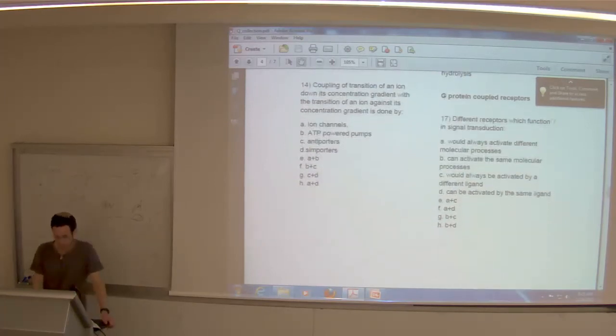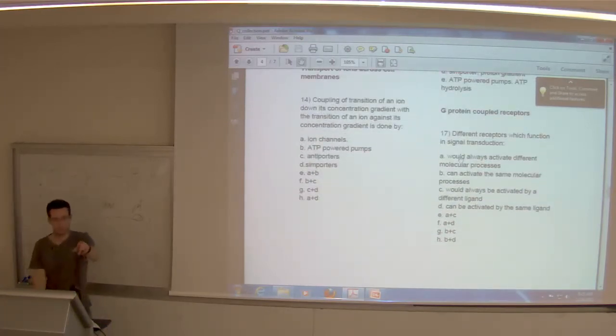Okay, G protein coupled receptors. Different receptors which function in signal transduction. Okay, let's go one by one. A: would always activate different molecular processes. What do you think? No, we've said that there's a convergence at the level of the receptors at the membrane. There's a convergence and a divergence. So they will not always activate different molecular processes. They will sometimes activate the same molecular process. Okay. B: can activate the same molecular process.